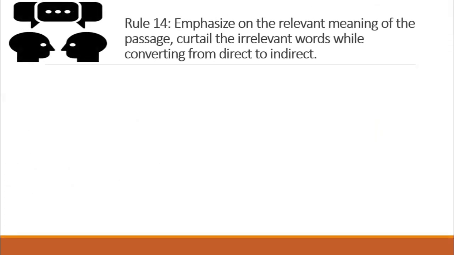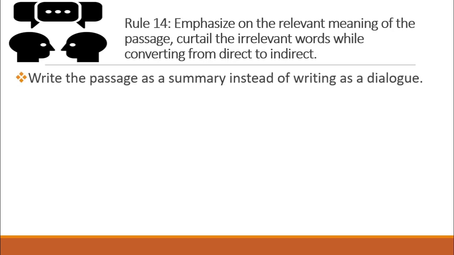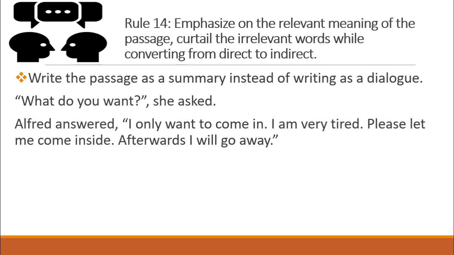Rule 14: emphasize the relevant meaning of the passage. Curtail the irrelevant words while converting from direct to indirect. You see? Write the passage as a summary instead of writing it as a dialogue. So let's try to convert this passage. "What do you want?" she asked. Alfred answered, "I only want to come in. I am very tired. Please let me come inside. Afterwards, I will go away."